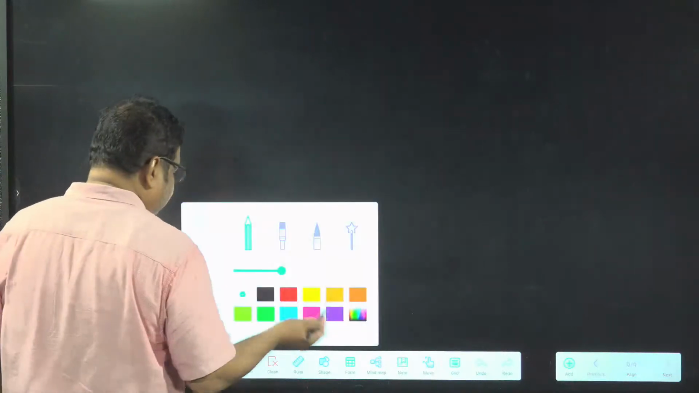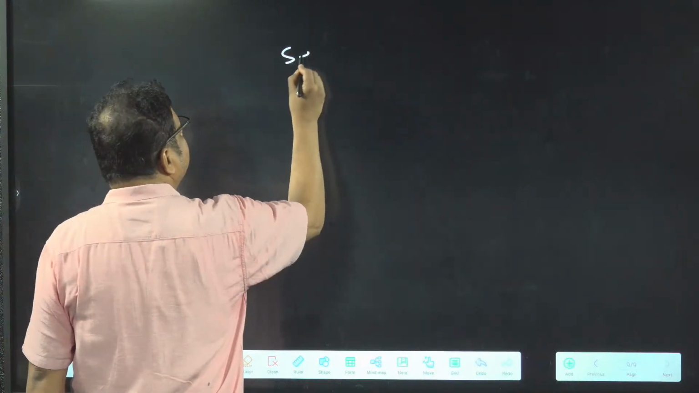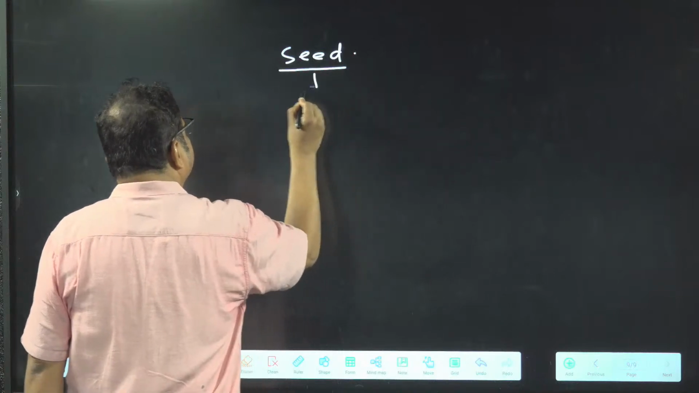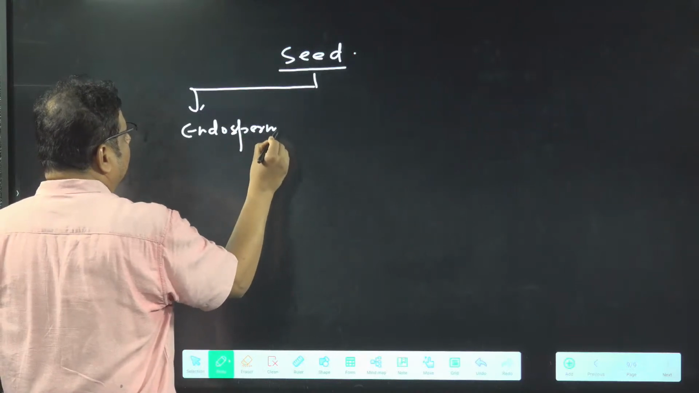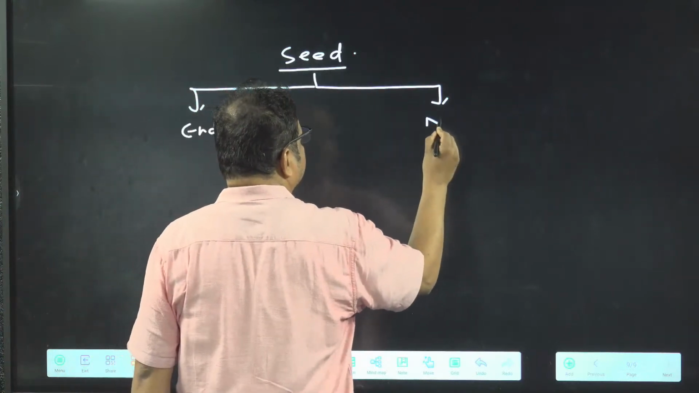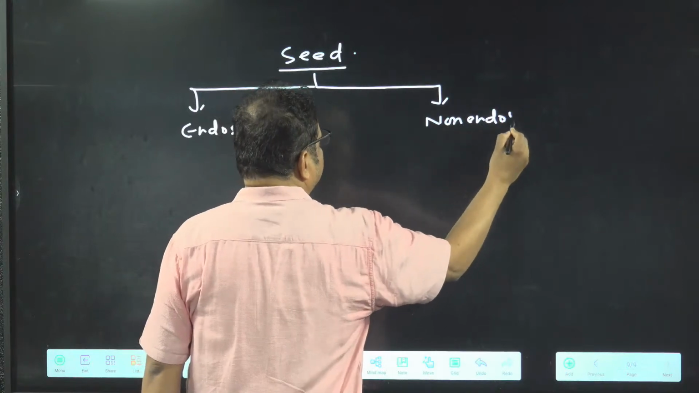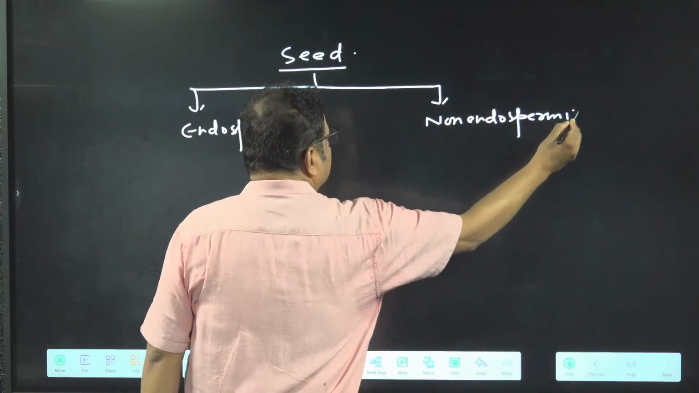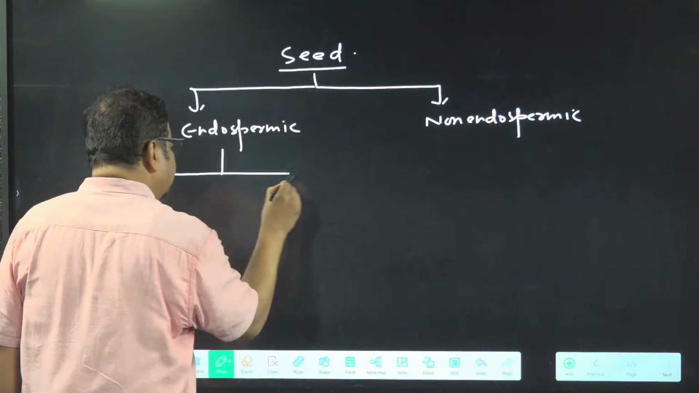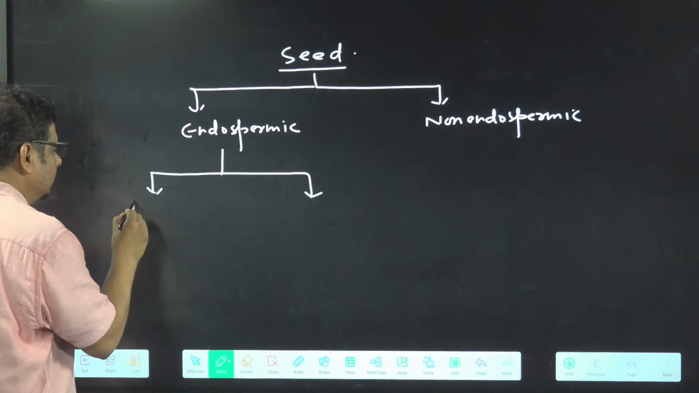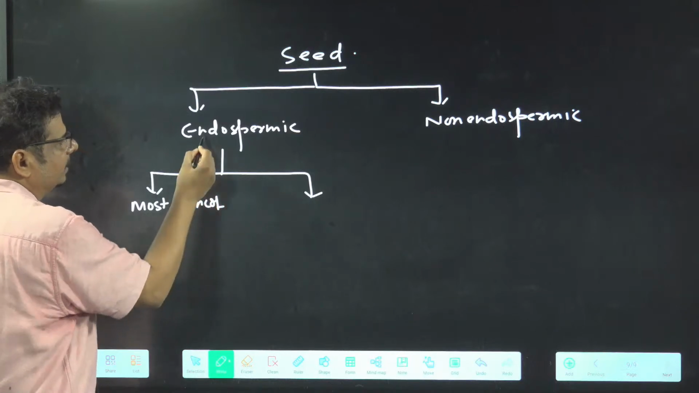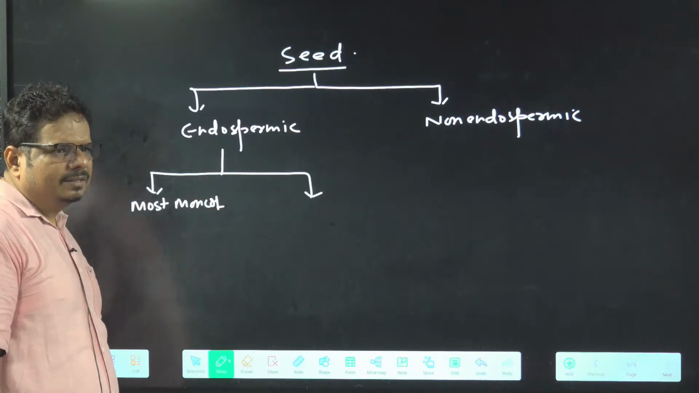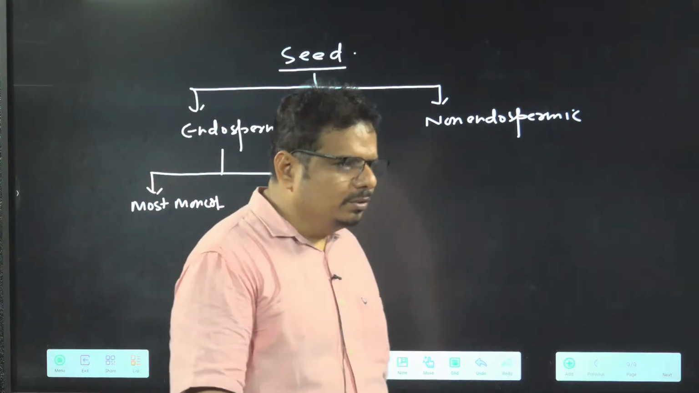Okay, you got the QR code at the end, so don't worry about it. Have a look at what I have written here. So, seed. Further, we are writing which ones? Endospermic and non-endospermic. Endospermic seed is present in both dicot and monocot. Most monocots have which seed? Endospermic seed. Getting the things? Most monocots have endospermic seed.